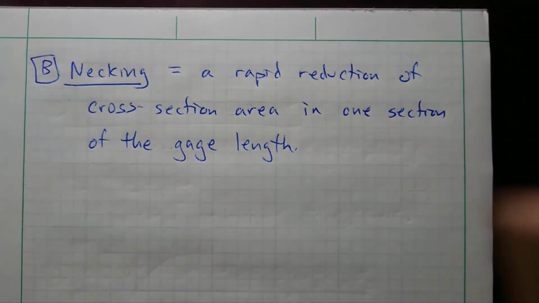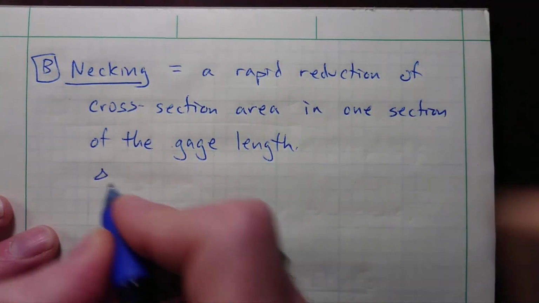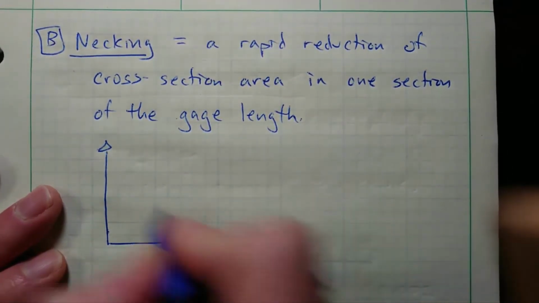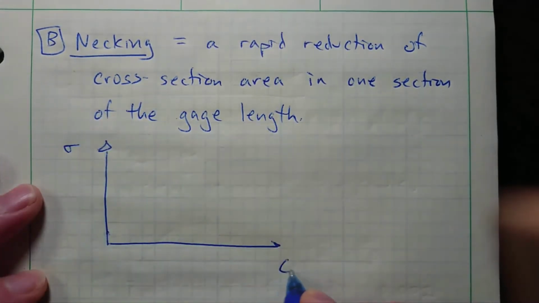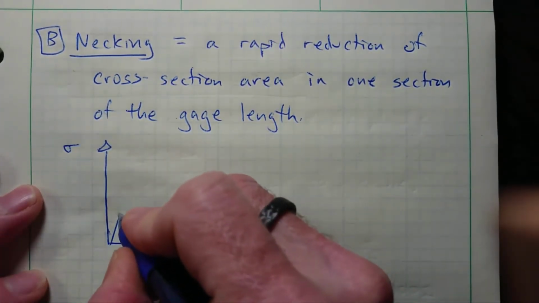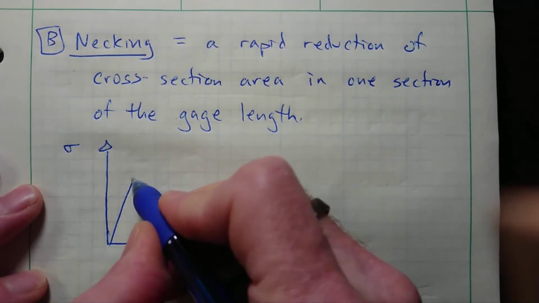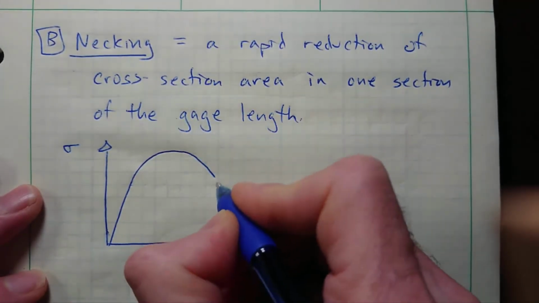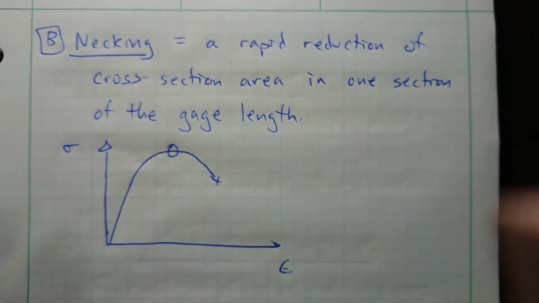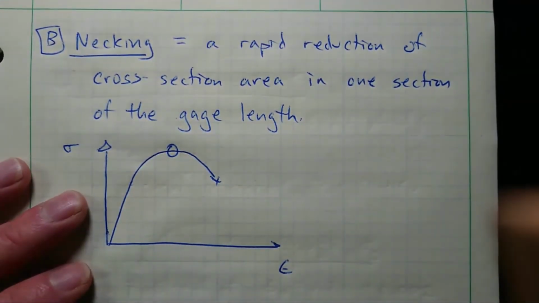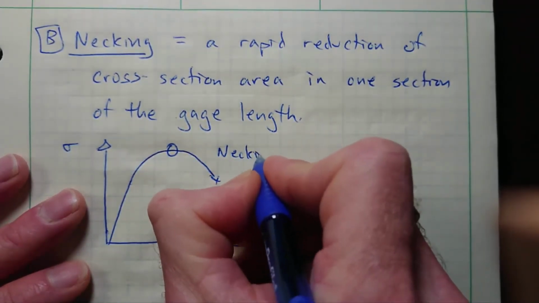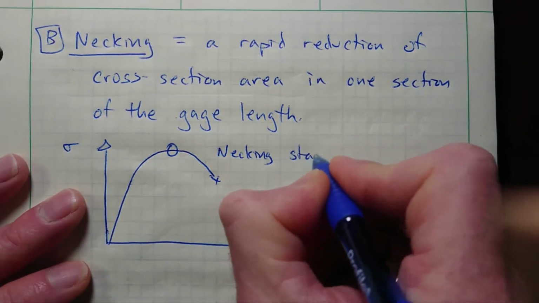All right, so in terms of where this occurs on the stress-strain diagram, linear elastic, yielding, and then the point where the slope of the curve starts to drop is where necking occurs. It starts there.